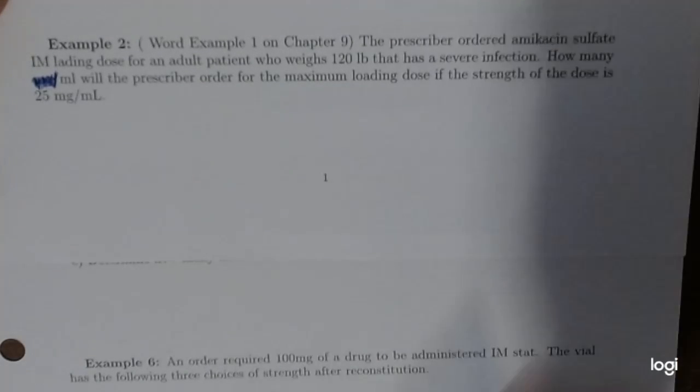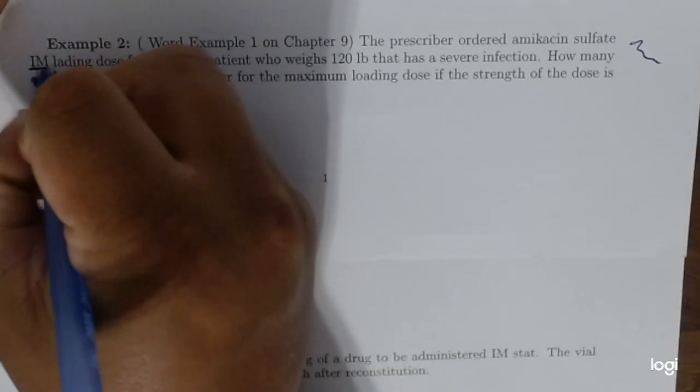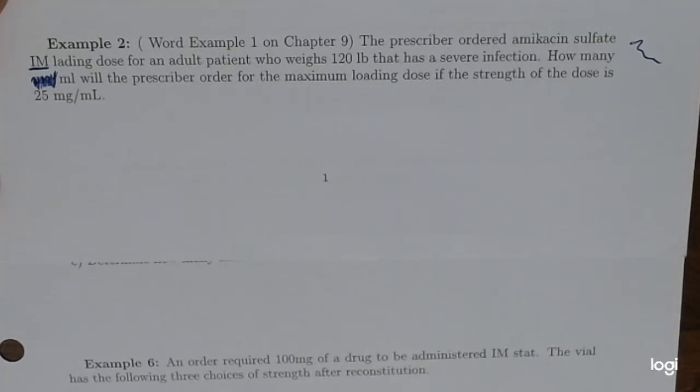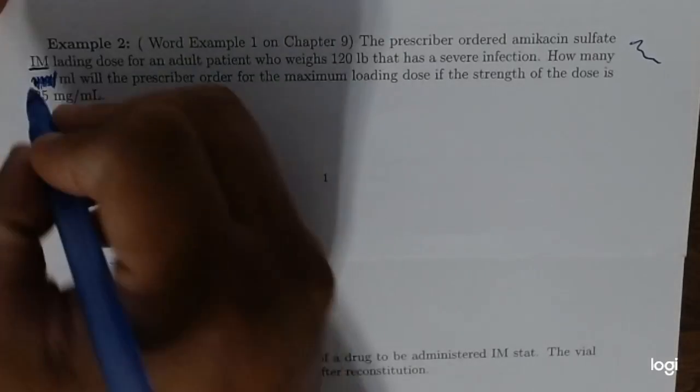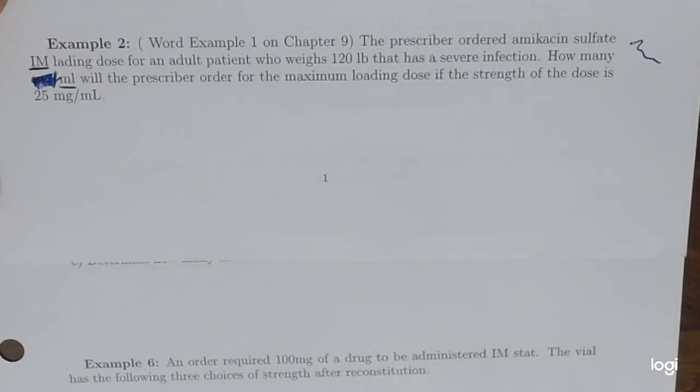Okay, so example 2 says, the prescriber ordered amphotericin sulfate IM, here we go, IM, right? That's intramuscular. Loading dose for an adult patient who weighs 120 pounds that has a severe infection. How many milliliters? I just crossed out milligrams per milliliter, just how many milliliters would the prescriber order for the maximum dosage load if the strength of dosage is 25 milligrams per milliliter?